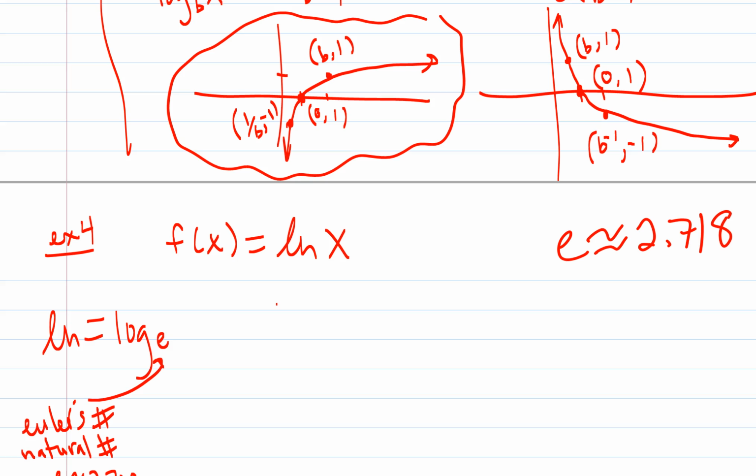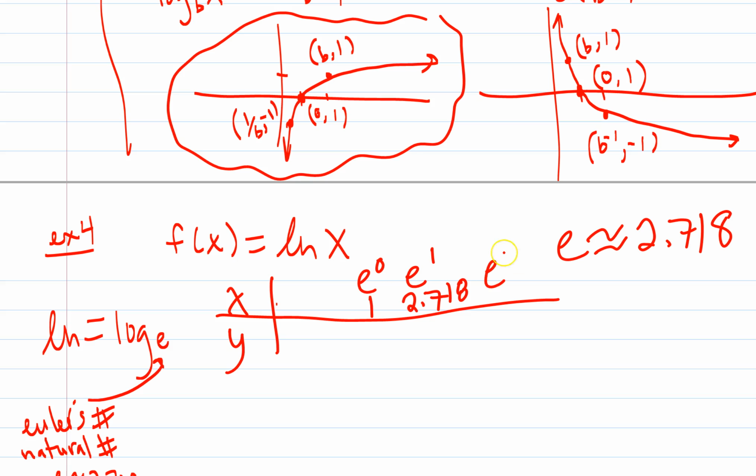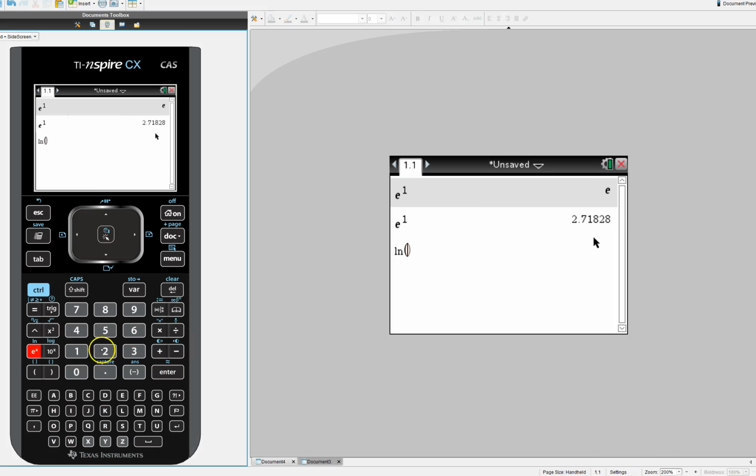So what will I graph? E to the 0. E to the first. E to the second. Not pretty, but we can figure that out. Sorry, let me try that again. E to the second should be 7.389.